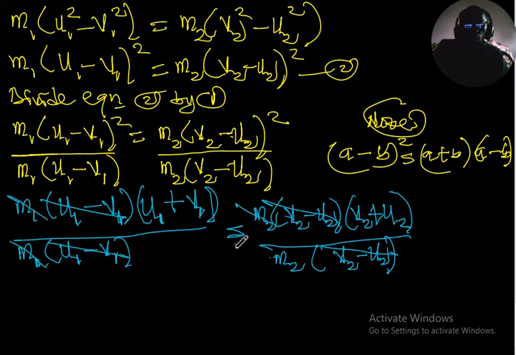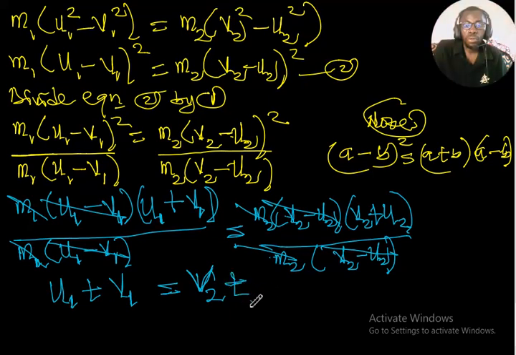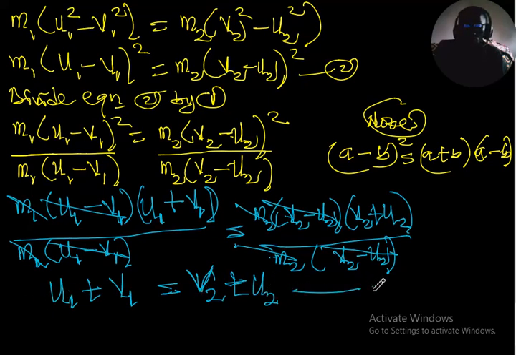So (v2 minus u2) cancels (v2 minus u2), (u1 minus v1) cancels this, m1 cancels m1, then m2 cancels m2. I'm left with u1 plus v1 equals v2 plus u2. Call that answer Roman figure 1. So call this equation 3. Now in equation 3 we've answered the first question, which is to show that this is disproved. Then go to the next page.